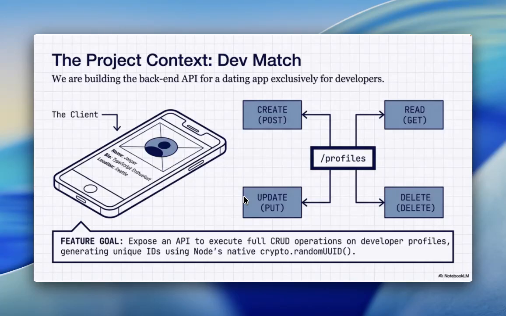The project context: DevMatch. We are building the backend API for a dating app exclusive for developers. The client name: Jasper, TypeScript at the JS, location Seattle. Create profiles, update, put, delete, read. Feature goal: expose an API to execute full CRUD operations on a developer portfolio, generating unique IDs using Node's native crypto.